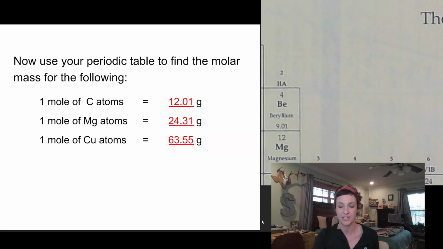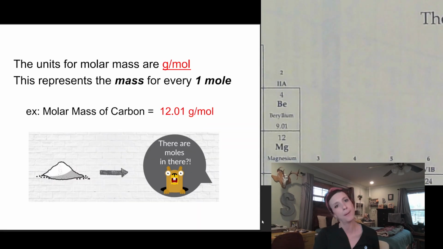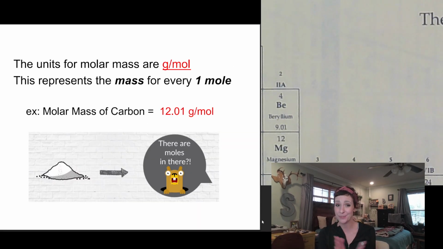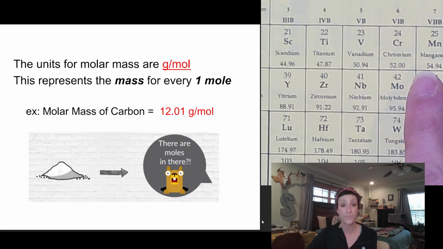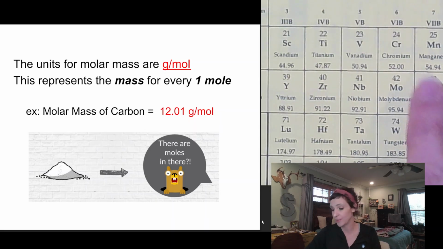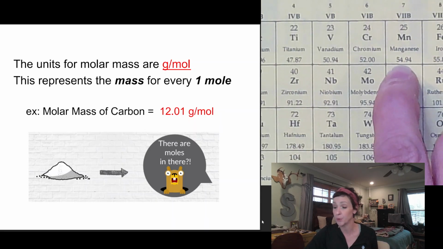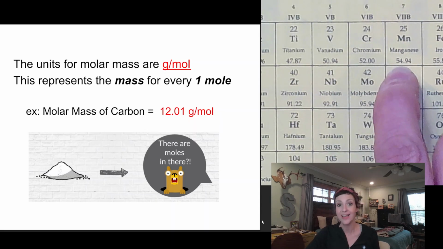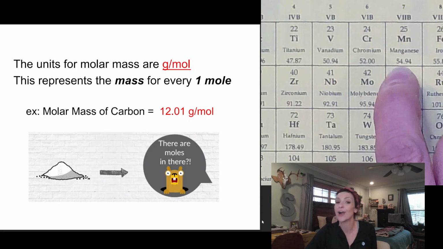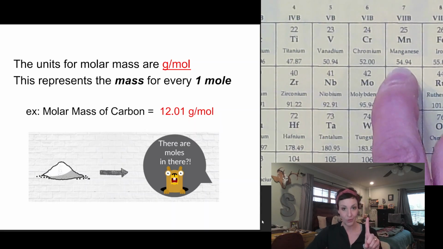Okay, that was a giant tangent, but I wanted to wrap it all up nicely in a present with a little pretty bow. So my units for molar mass, since the definition is the mass per 1 mole, the units for these decimal numbers are grams per mole. So when I say what's the molar mass of manganese, well, it's 54.94 grams per mole. That's how many grams are in every 1 mole of manganese.